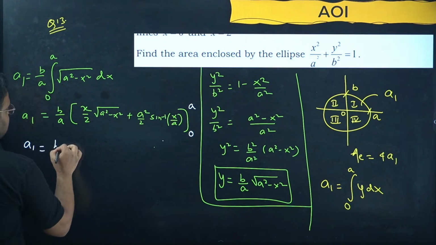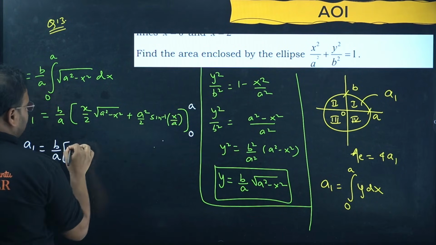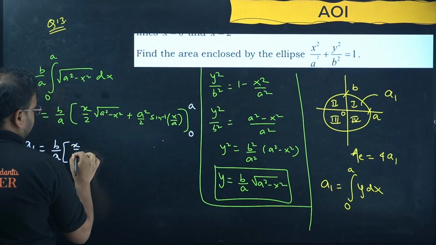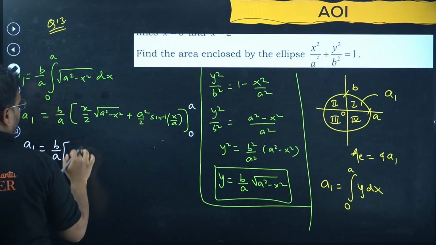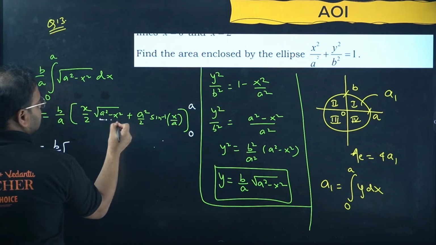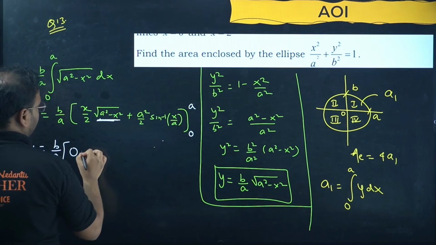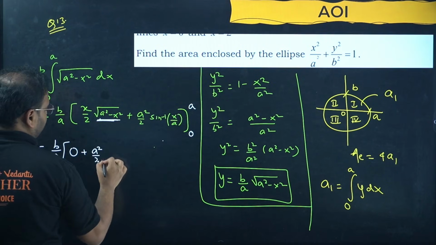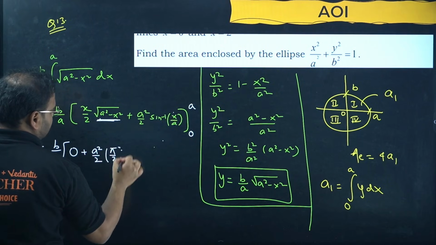b by a is as it is. Now put the value of a over here. When you put a on this side, it will become a square minus x square. So a square minus a square is 0. Put it over here, you get a square by 2 sine inverse of a by a. That is how much? Sine inverse of 1. That is pi by 2.